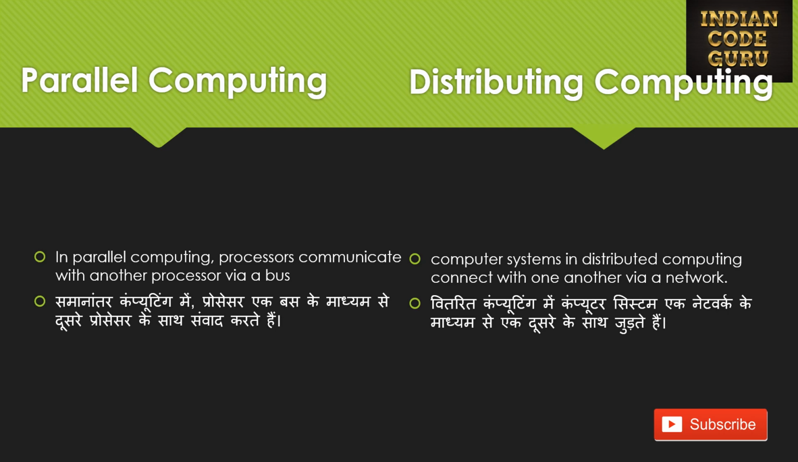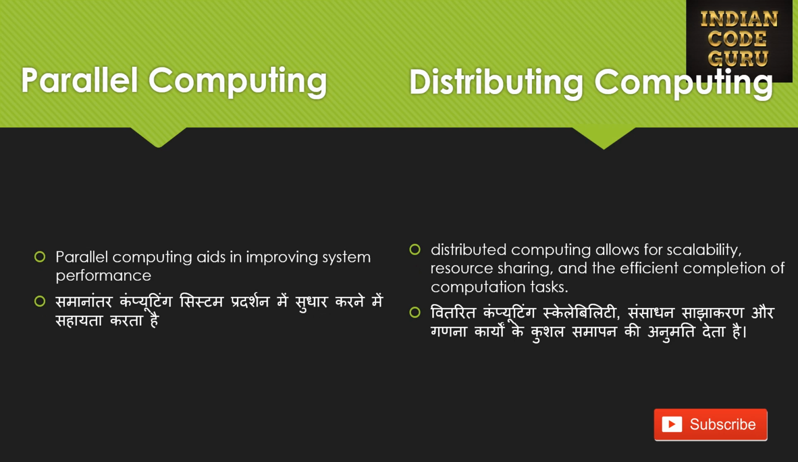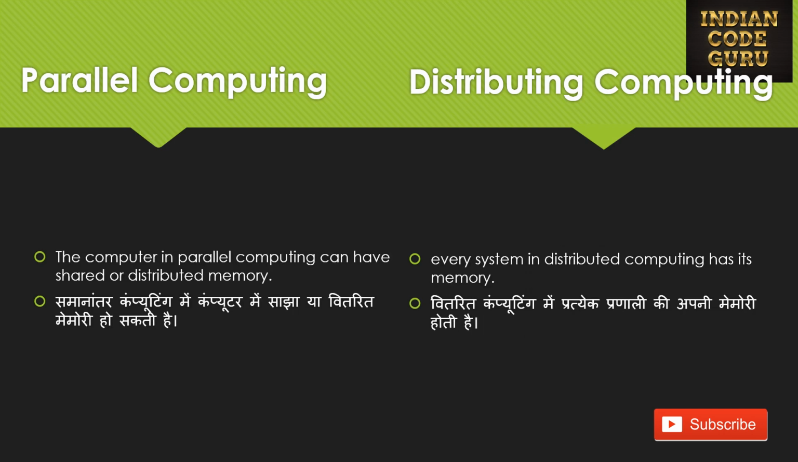Parallel computing. In parallel computing, processors communicate with another processor via a bus. Distributed computing. Computer systems in distributed computing connect with one another via a network. Parallel computing. Parallel computing takes place on a single computer. Distributed computing. Distributed computing takes place on several computers. Parallel computing. Parallel computing aids in improving system performance. Distributed computing. Distributed computing allows for scalability, resource sharing, and the efficient completion of computation tasks.